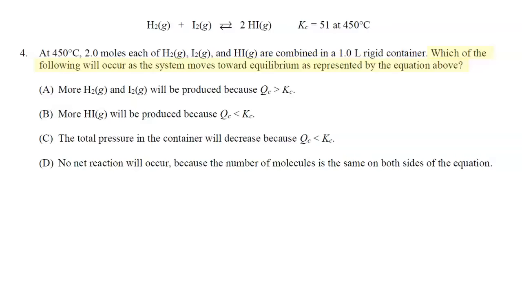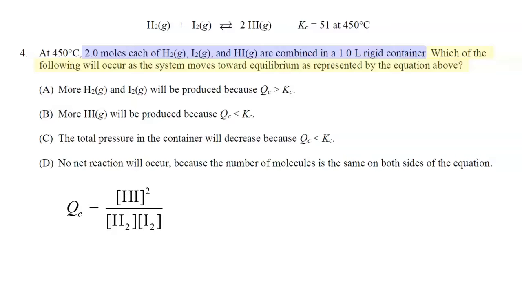It's going to be products over reactants, and that would be the concentration of hydrogen iodide squared, because we have a coefficient of 2 for HI, divided by the concentration of hydrogen, and then also divided by the concentration of iodine. Now, the initial concentration of each substance would be 2 moles per liter, because we have 2 moles of each substance in a total volume of 1 liter.